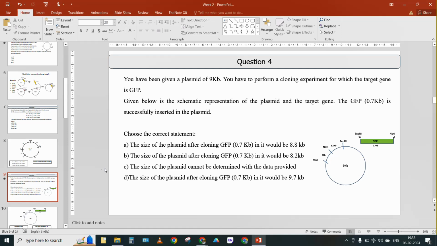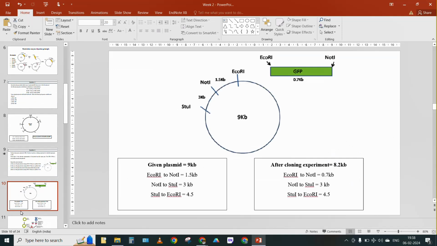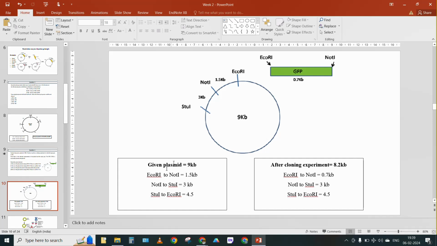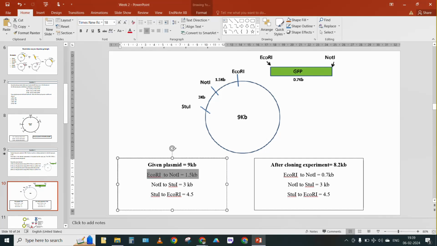Okay, so let me explain this. You are right. So according to that 8 point, option B is the correct one. Yes, sir. Here is the explanation. We have the given plasmid of 9 kb. In this plasmid, from EcoR1 to NotI it is 1.5 kb, NotI to StuI is 3 kb, and from StuI to EcoR1 is 4.5 kb.